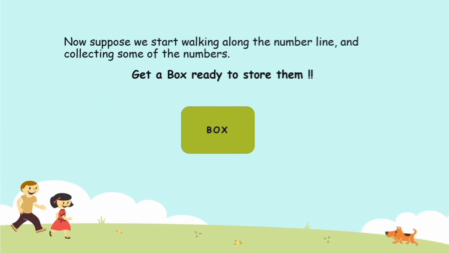Now let's do the activity. Suppose we start walking along the number line and collecting some of the numbers. Students, get a box and be ready to store them. I have kept a box ready for myself. Prepare a box on your own and be ready to store the numbers in these boxes, and we shall differentiate the different types of numbers by walking on the number line. Now we'll start collecting the numbers.